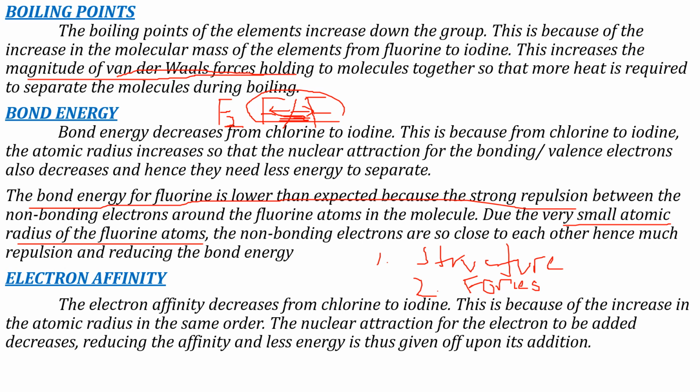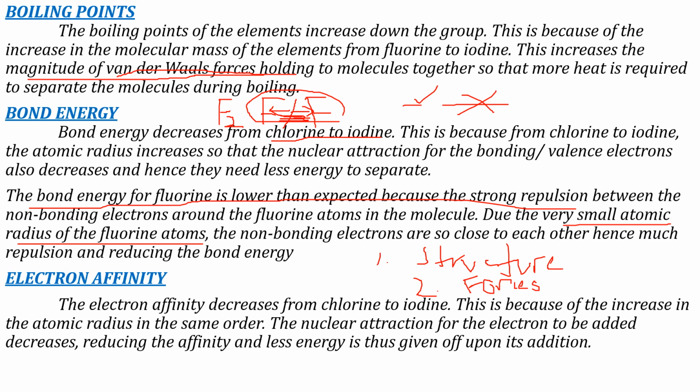Generally, bond energy decreases from chlorine to iodine, and the reason for that is because I've explained it. Bond energy: we are looking at the factors that are going to affect the strength of this bond, and we have said that the shorter the bond, the stronger it is, and the longer the bond, the weaker it is. So let's look at the explanation. Bond energy is decreasing from chlorine to iodine.